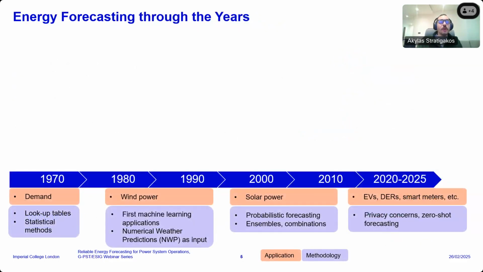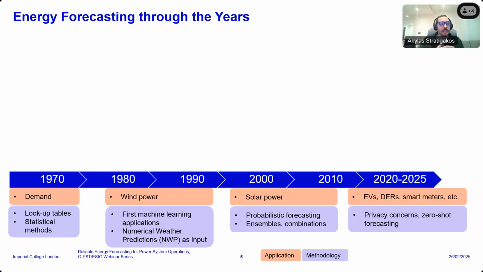A little bit of a historical overview of forecasting through the years. In terms of application, the primary focus has always been the demand, which was fairly predictable up until the 80s. We began to become more interested in wind power forecasting in the late 80s, early 90s, and after that, solar power forecasting. And nowadays, we're also increasingly interested in applications such as forecasting for EVs, forecasting for smart meters, and anything related to DERs.